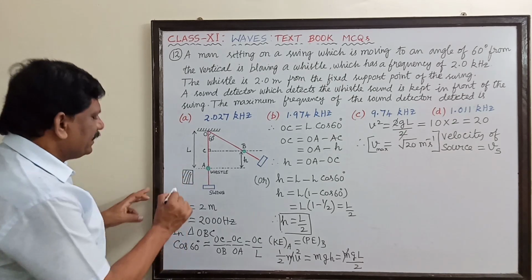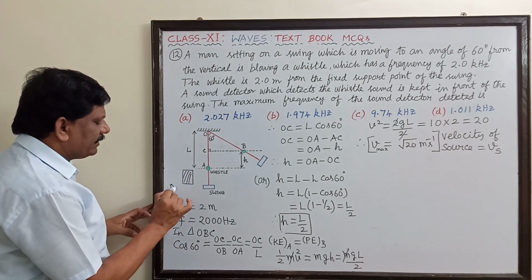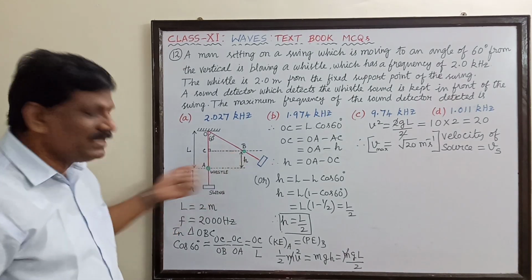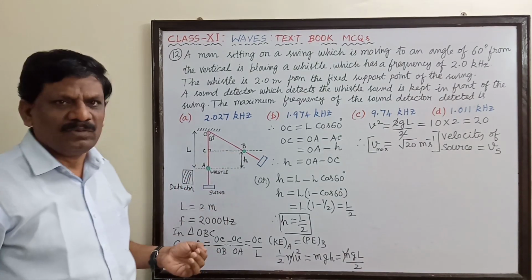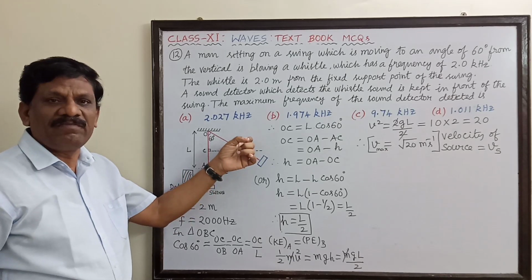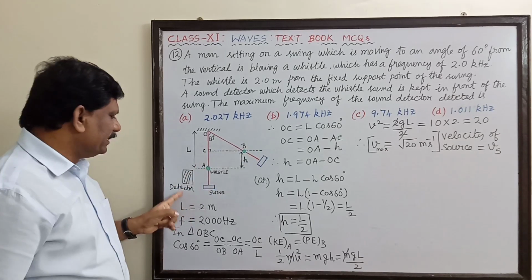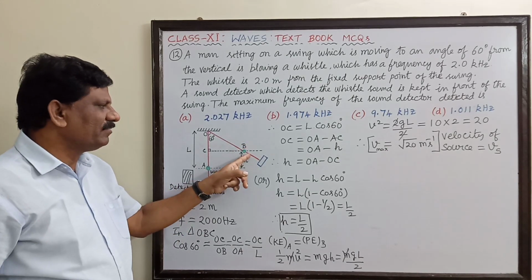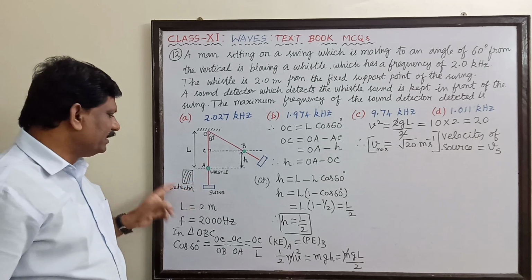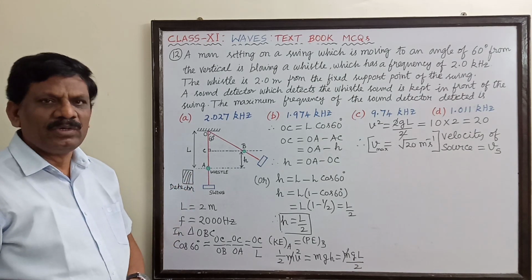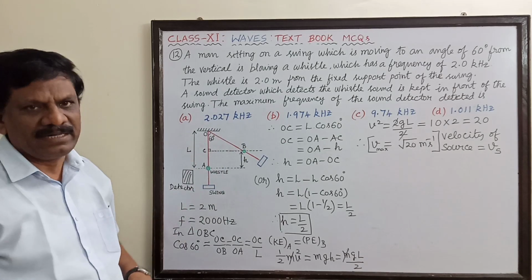So this is a detector. So here is a detector which is observing the frequency of sound. Whenever the sound source is at a far off point, the detector will record less frequency. Whenever the source or the whistle is approaching towards A, the detector will record the maximum frequency due to the Doppler effect. That is what we have to determine.